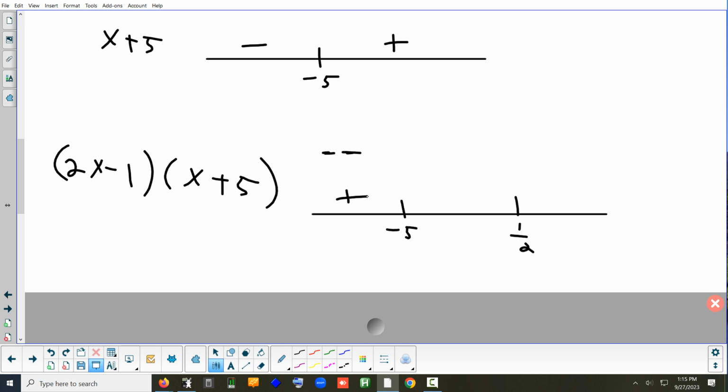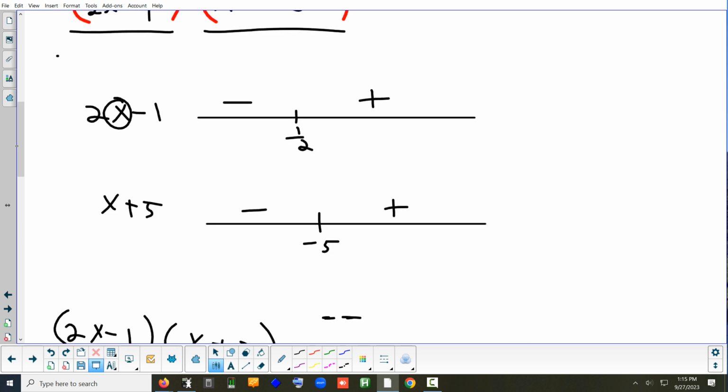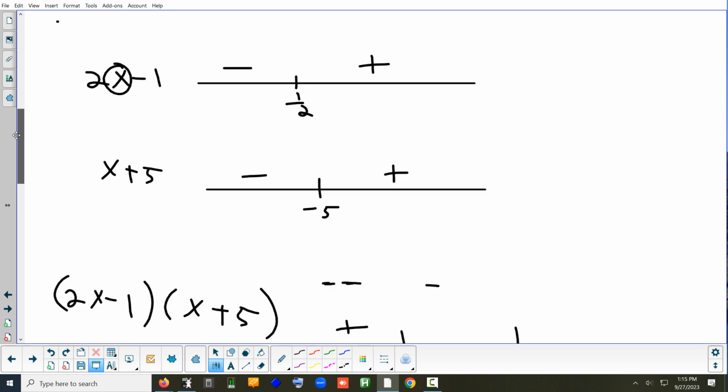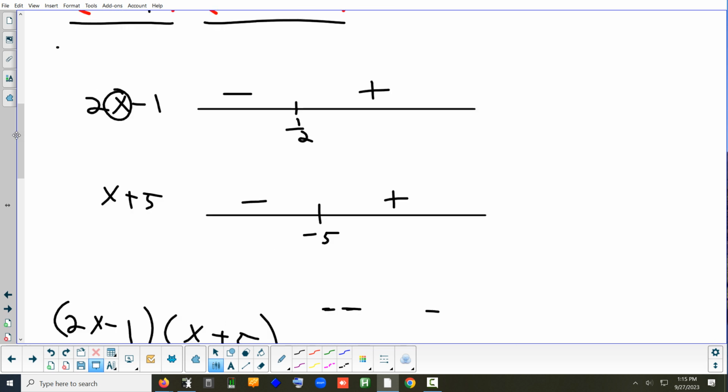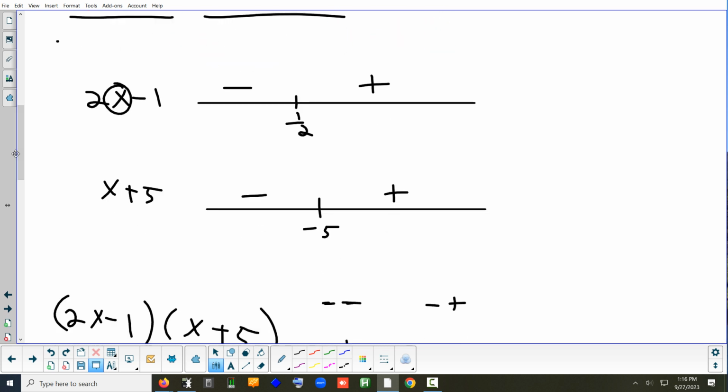Okay, let's check between -5 and 1/2. Where would you be on the top number line if you are between -5 and 1/2? Yep. Negative. That would be a negative. Where would you be on the bottom number line if you're between -5 and 1/2? Positive. That would be a positive. And a negative times a positive is a negative. Okay. Now the last section, you're going to look at numbers that are bigger than 1/2 on both number lines. Okay, top number line. Bigger than 1/2.